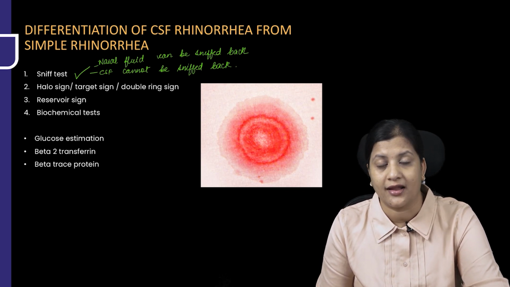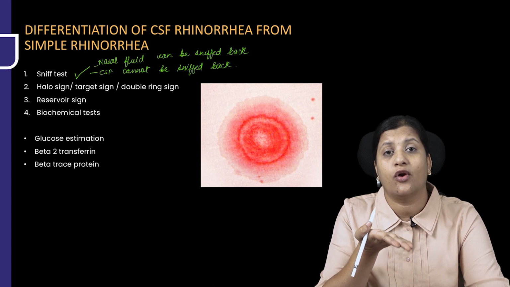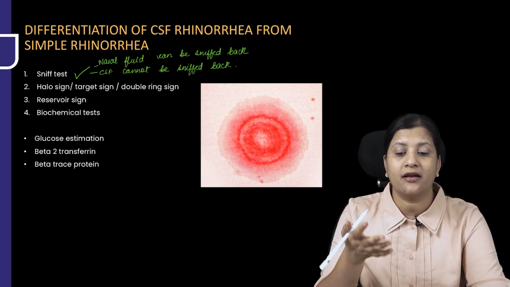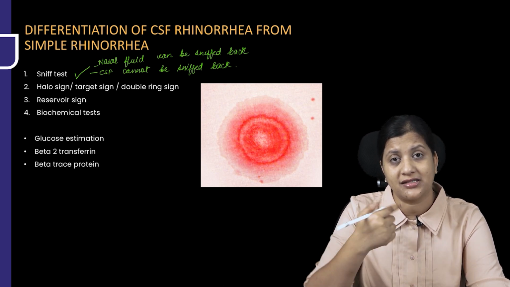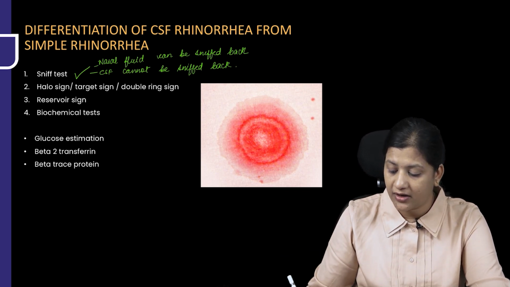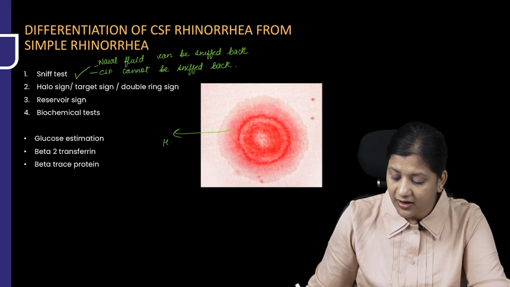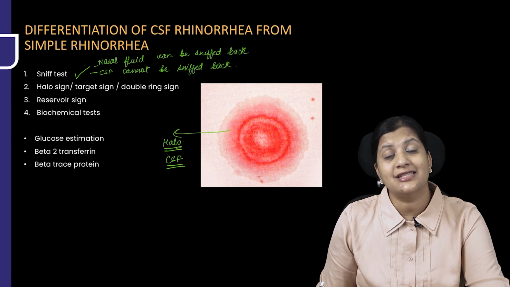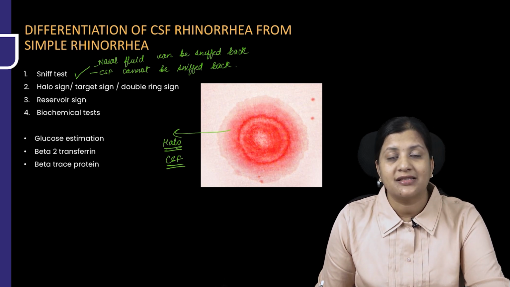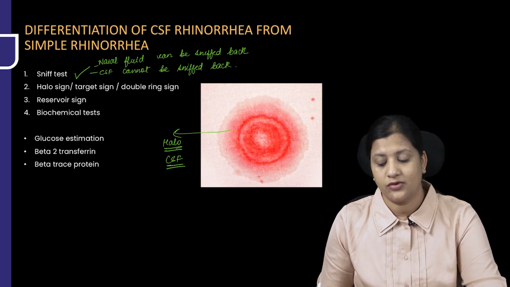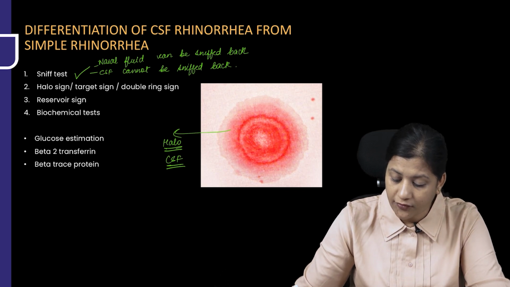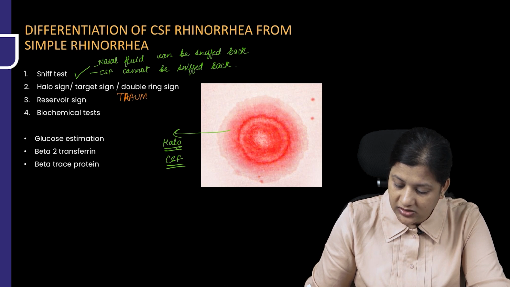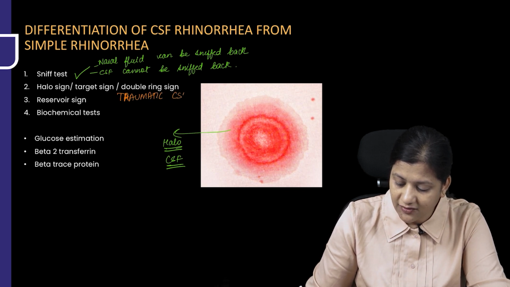How do we understand? You have to take the secretions on a Whatman filter paper. What you will see is a central red dot of blood, and surrounding that you will have a peripheral halo. So this peripheral halo is suggestive of CSF. So this sign is called double ring sign or target sign or halo sign, which is suggestive of traumatic CSF rhinorrhea.